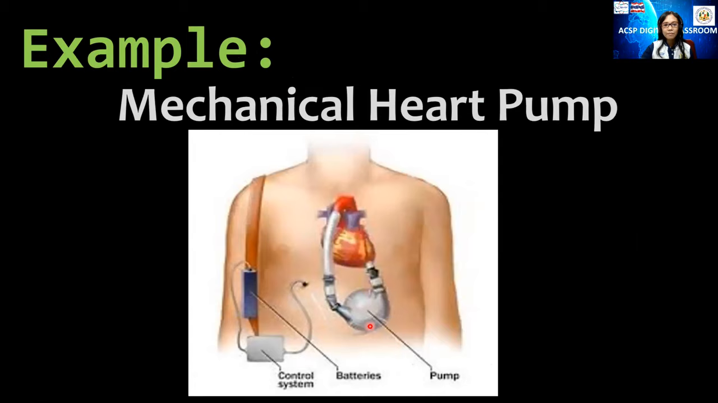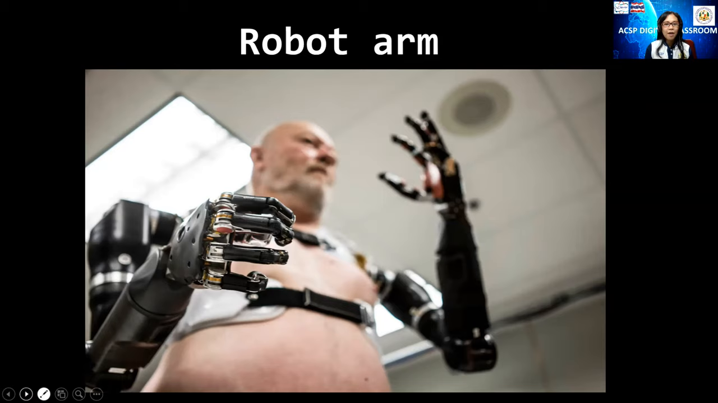So this is an example of science and technology. Okay, the genius brain thought of how to make a mechanical heart pump, and then this mechanical heart pump is placed in the heart so that the heart can continue to pump. That is an example of bioengineering. And this one is a robot arm that can be used by humans to function their arm again. So that is an example of bioengineering.